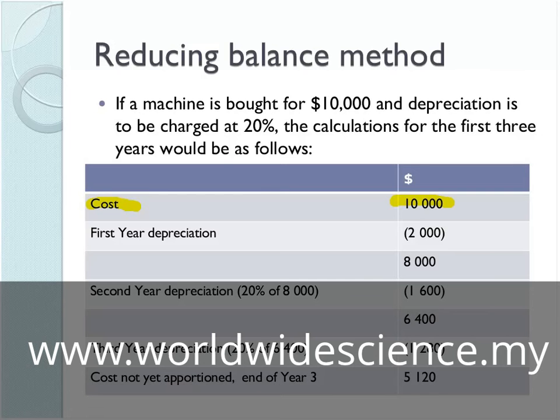The reducing balance method, based on the formula, you must deduct each year based on the percentage given to you, the rate of the depreciation. So the first year depreciation would be 2,000, right? Because 20% of the 10,000 would be 2,000. This is just one type so that you can easily understand.